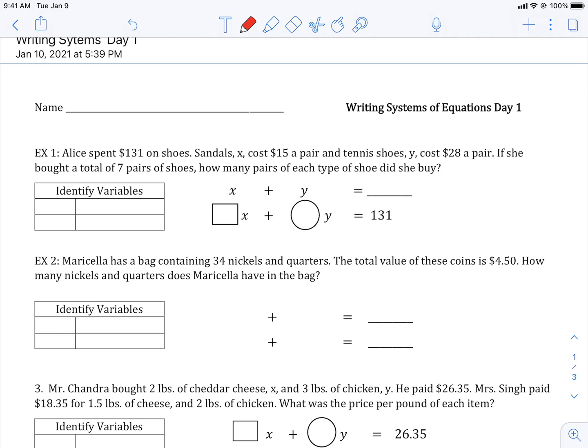So I have two examples for us today. Example 1: Alice spent $131 on shoes. Sandals X cost $15 a pair, and tennis shoes Y cost $28 a pair. If she bought a total of 7 pairs of shoes, how many pairs of each type did she buy?